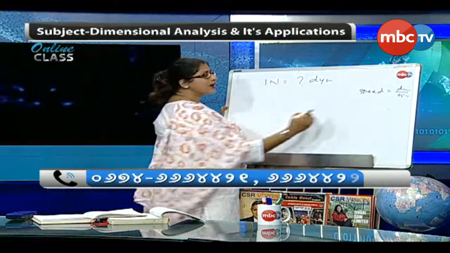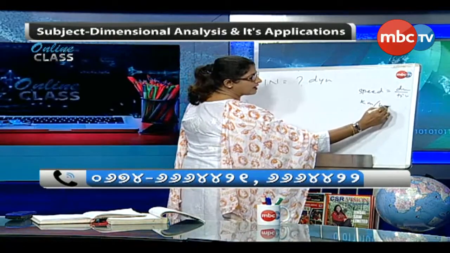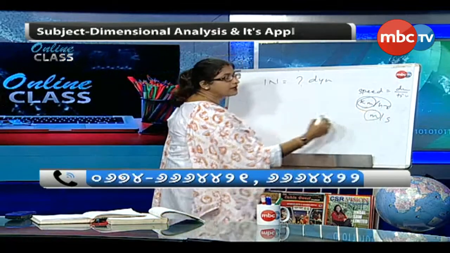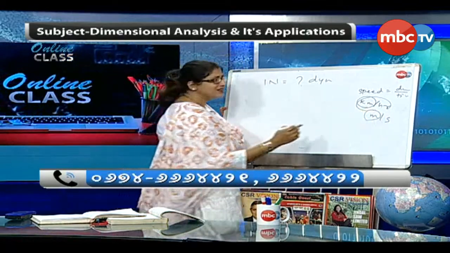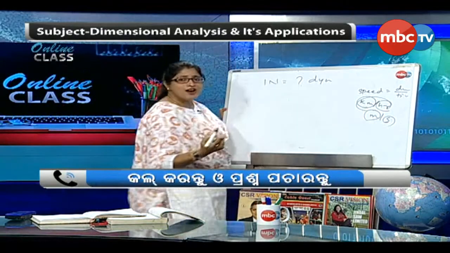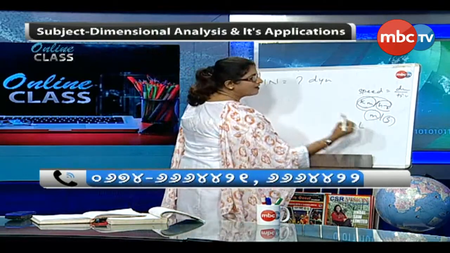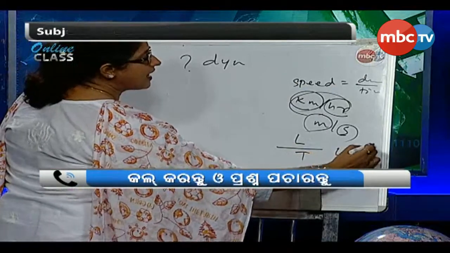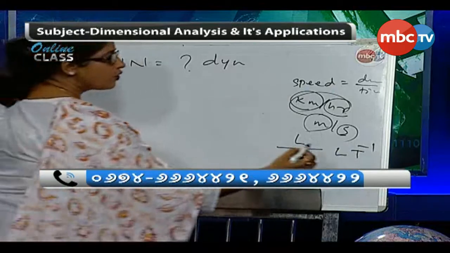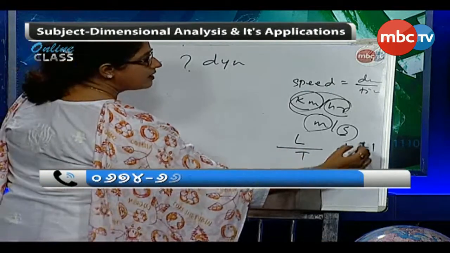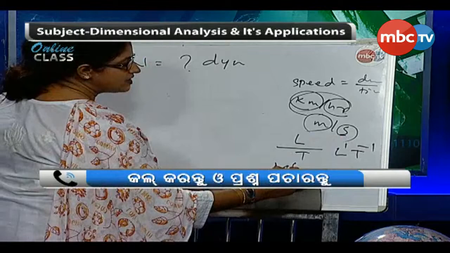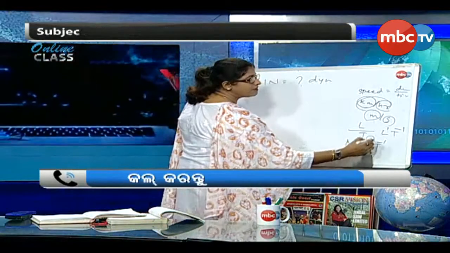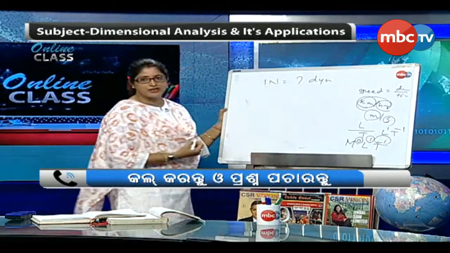Yes or no? So as it is in kilometer per hour or meter per second, kilometer or meter is what? It is distance. Hour or second is what? It is time. So distance upon time, LT minus 1. So here L1 T minus 1, that means M0 L1 T minus 1. A value is 0 here, B value is 1, C value is minus 1. Clear?